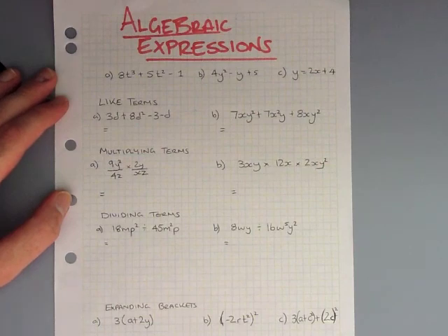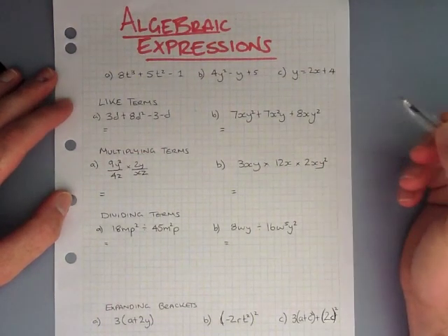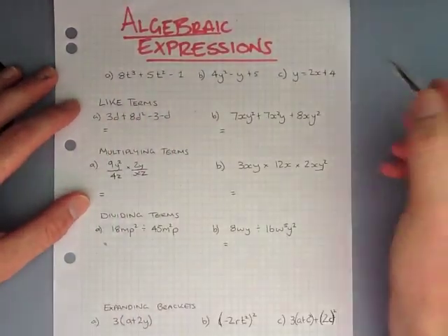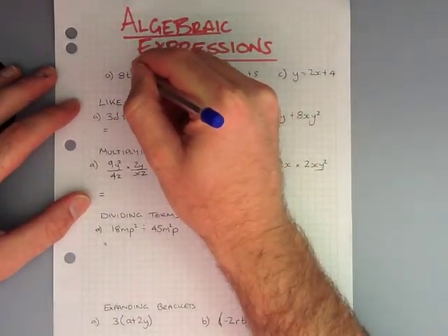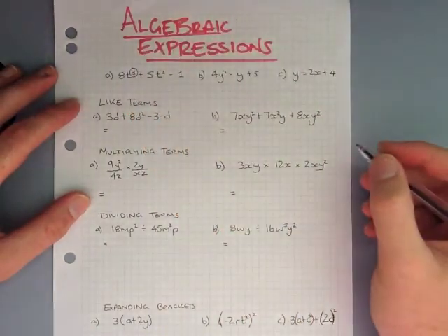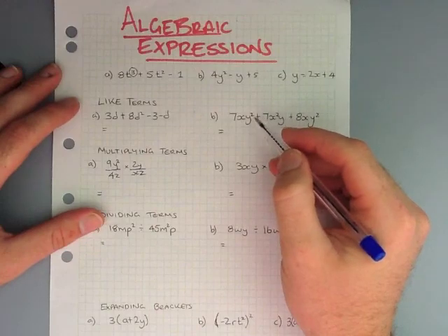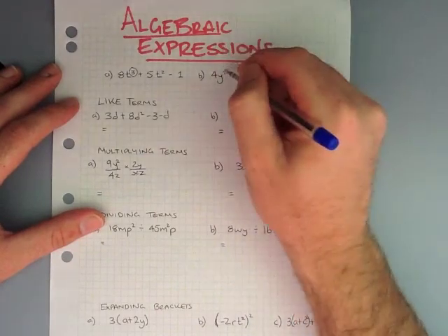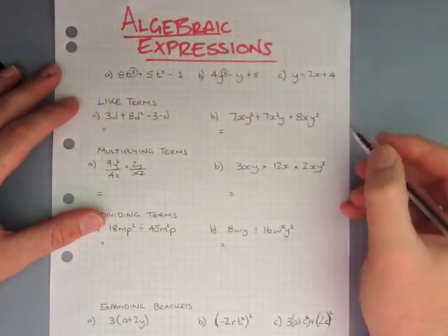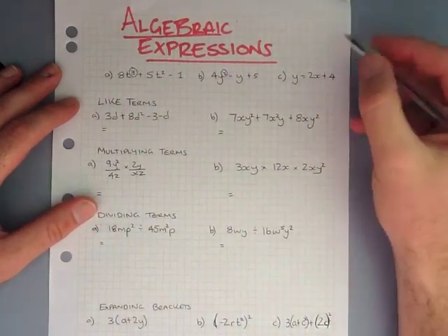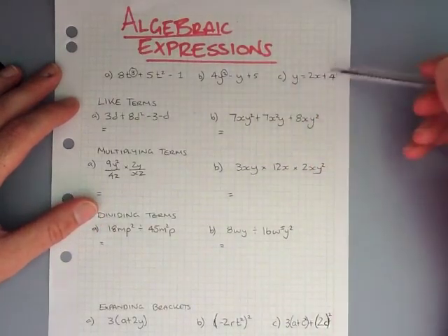Alright, to start off with, we need to know a few things about algebraic expressions. Firstly, how to name them. This first expression here we call a cubic expression because the highest power in the expression is the power of 3. The second expression, b, we call a quadratic expression because its highest power is 2. And finally, c, we call a linear expression because the highest power is 1.